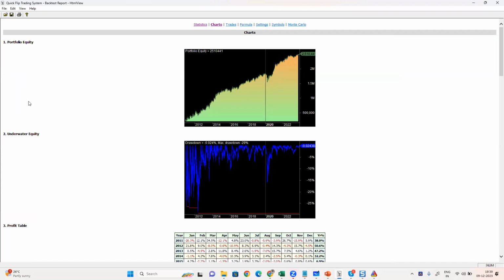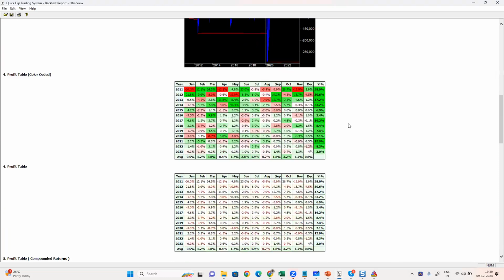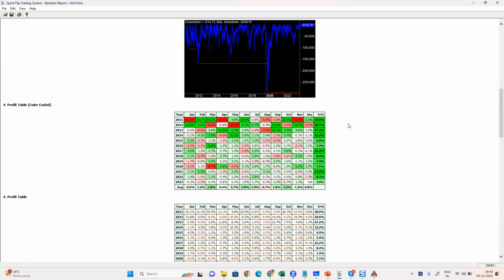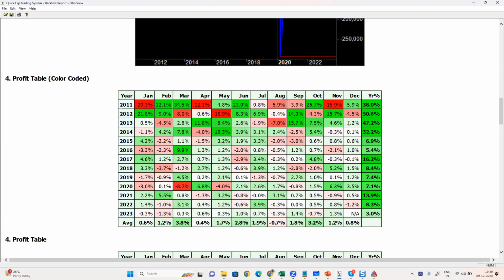And there is a drawdown of almost 29%. I'm also having a profit table over here. So the profit table is something like this. So this is how the profit table looks, right? So particularly, almost all the months, all the year, it has been positive.